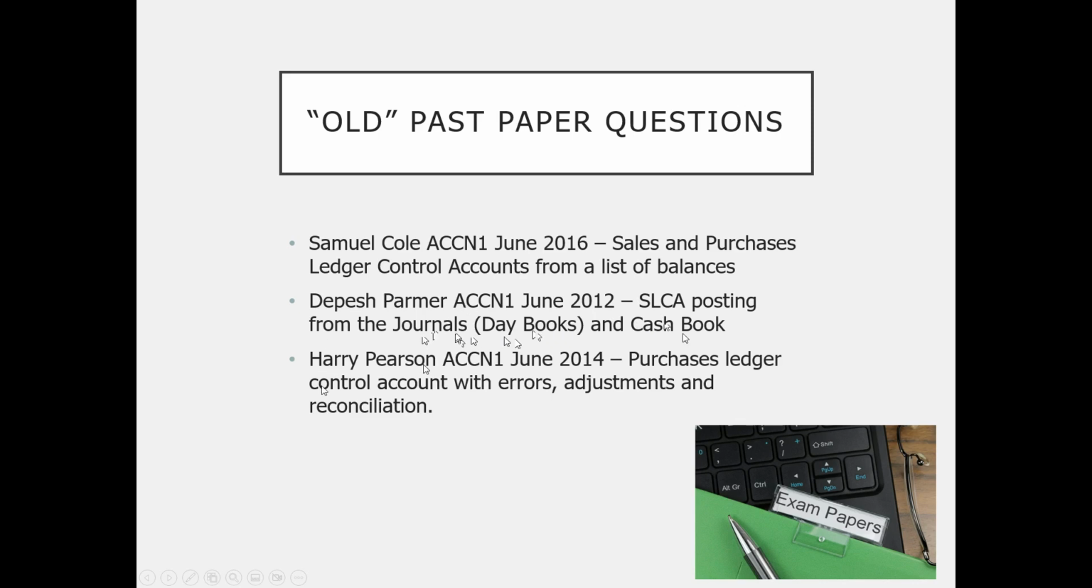And then Harry Pearson is probably only for the very brave. This was one from June 2014. It was a very lengthy question. It was a purchase ledger control account, had everything in there: errors, adjustments, a reconciliation to do. Some of the errors were to do with the control account, some of them were to do with the individual accounts, and it was quite horrendous. So if I'm feeling brave, I might have a go at tackling that one.